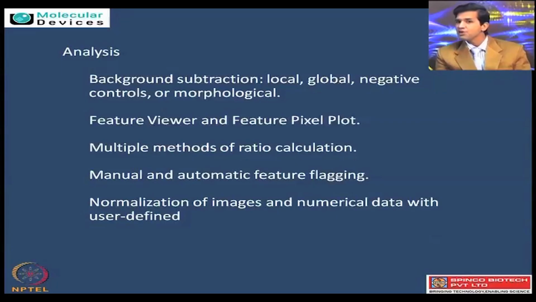And then the feature viewer and feature pixel plots. Basically, after acquisition comes visualization of the data, and this visualization comes in the form of pixels and plots, the graphs. Graphs help us understand globally what is happening in short. It gives you a real image of how things are happening. This can also be done, and there are multiple ways of calculating ratios after normalization or during the normalization of the data. So the analysis immediately after involves a few normalization processes, which GenePix Pro can very well handle.